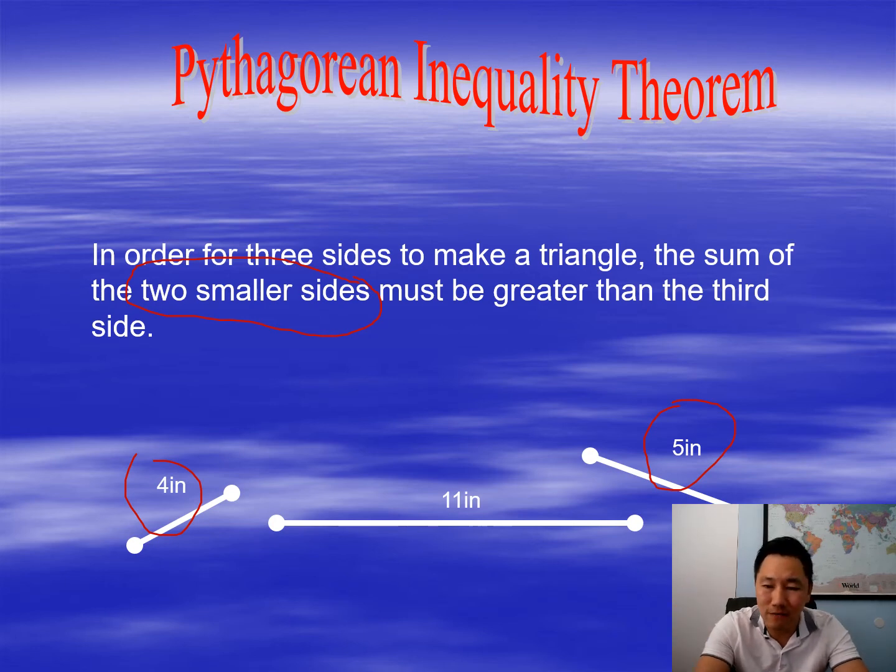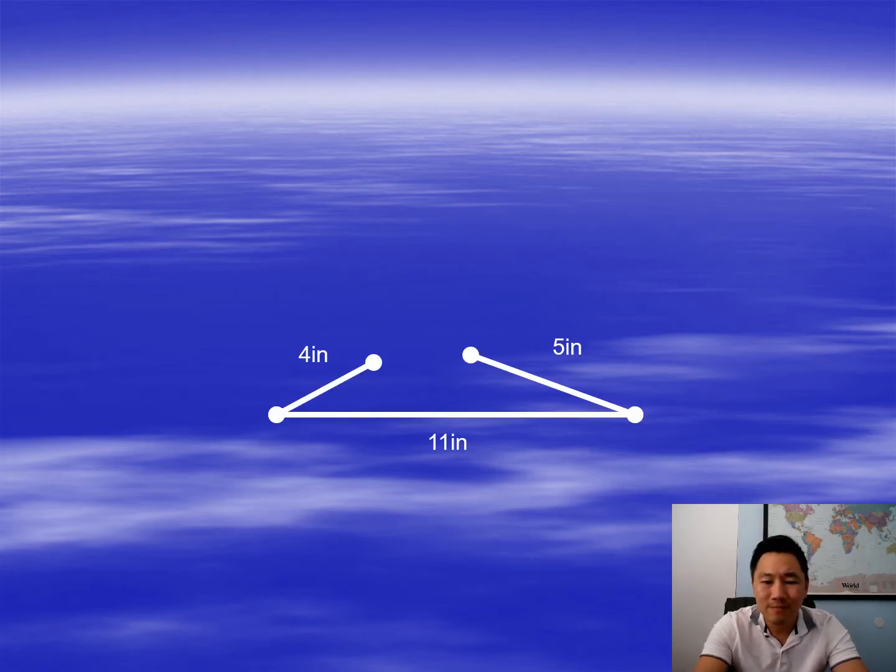Here's what that looks like visually. No matter how hard you try or how you put it, you will never be able to connect them. All right, so that's why the two small sides have to be bigger than the third side.